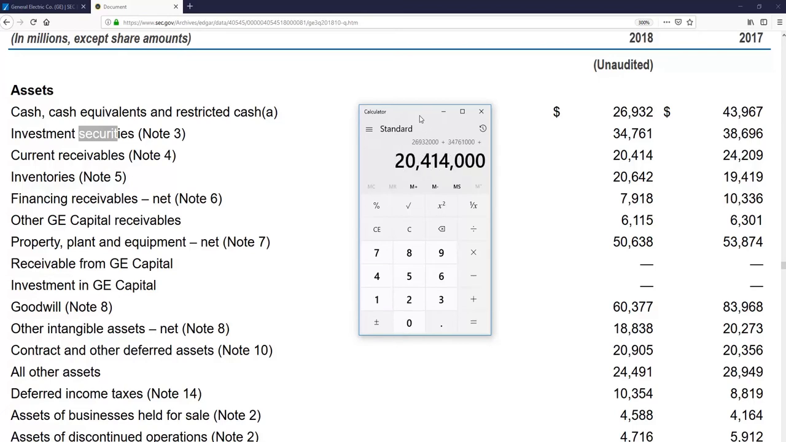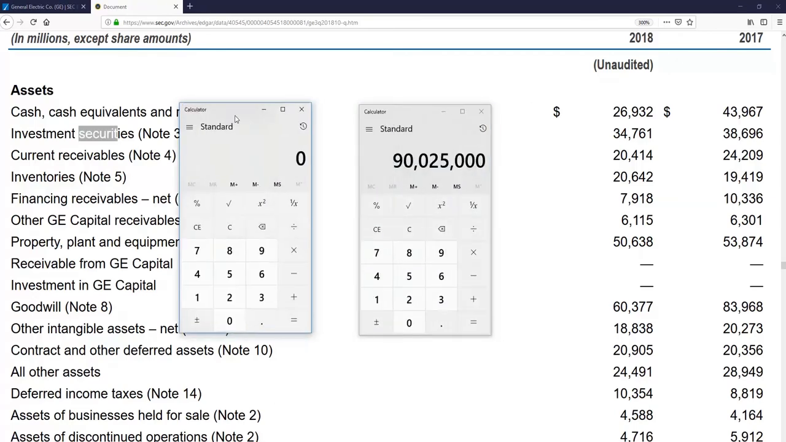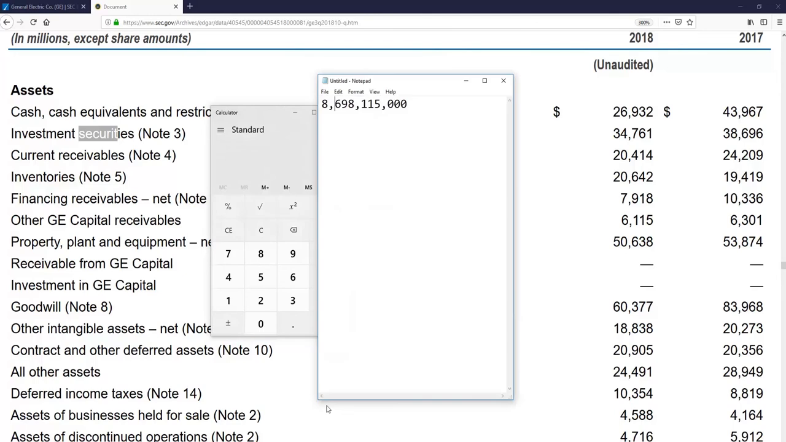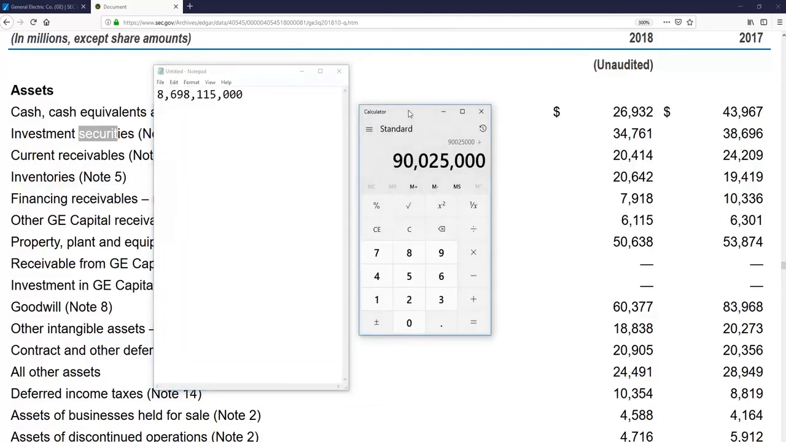761, 123. 20414 plus 7918123. All right, so that gives us $90 million. All right, so the question is how much cash do we have per share? We're just going to do 90 divided by 8698115. All right, so we have exactly 1 penny per share cash.